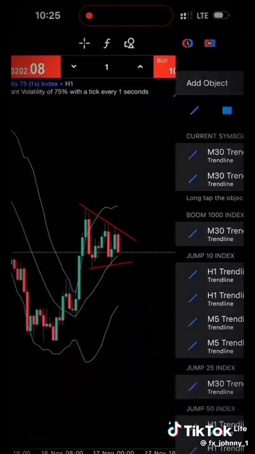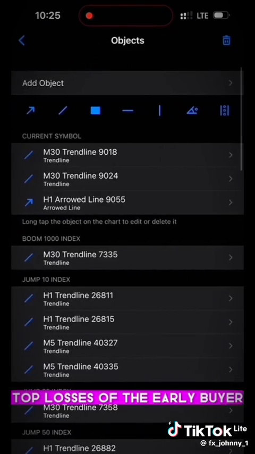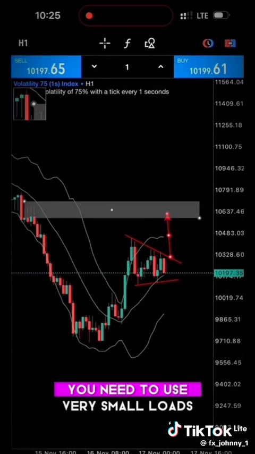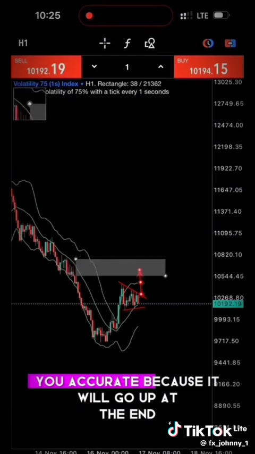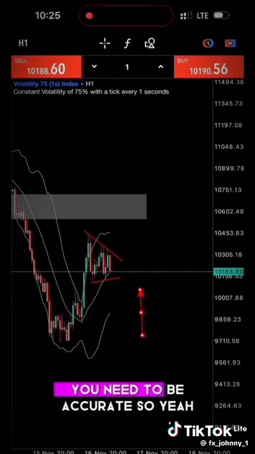The next thing you'd know when you see a pattern like this is that it's going to go up, right? In some scenarios, it usually goes down first to take the stop losses of the early buyers. It usually does that, so you need to be very careful. You need to use very small lots when you see such a trade. Yes, you're accurate because it will go up at the end, but you need to be accurate here.